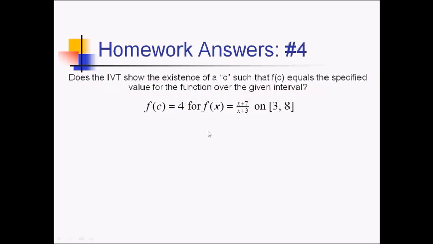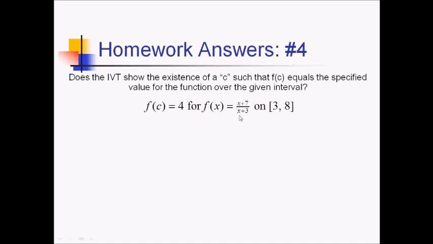On this problem, we're trying to figure out if the IVT shows that there's a c value where f(c) is 4, somewhere between the x values 3 and 8 on this (x+7)/(x+3) function. To use the IVT, we have to verify that we are continuous on the interval in question. And for that, we look at discontinuities.